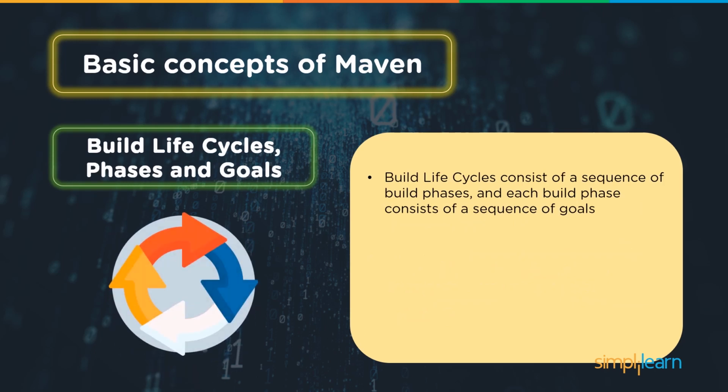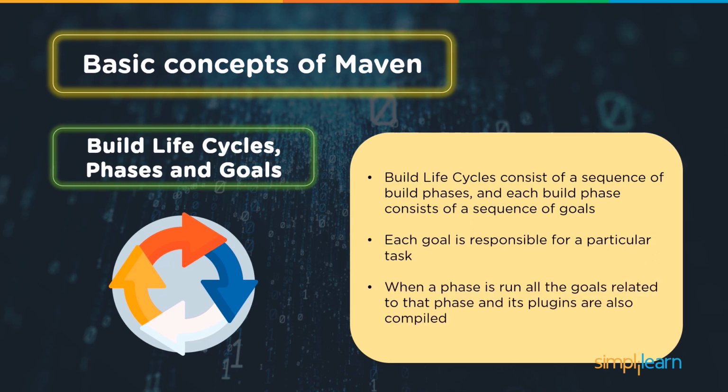Then we have build life cycles, phases and goals. A build life cycle consists of a sequence of build phases, and each build phase consists of a sequence of goals. Each goal is responsible for performing a specific task. When a phase is running, all the goals related to that phase run, and plugins are also used for performing the compilation, preparing the artifacts, downloading the dependencies, all different things being done by the plugins here.